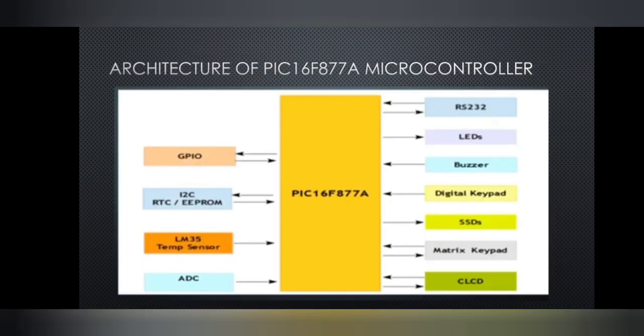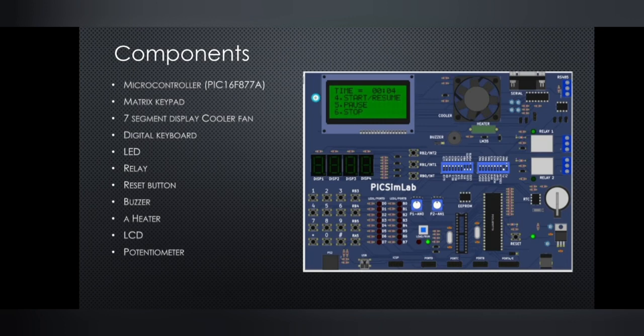And here we come to the components required for building the project, the components and the peripherals. So: microcontroller PIC16F877A, matrix keypad, 7 segment display, cooler fan, digital keypad, LED, relay, reset button, buzzer, a heater, LCD, and potentiometer.